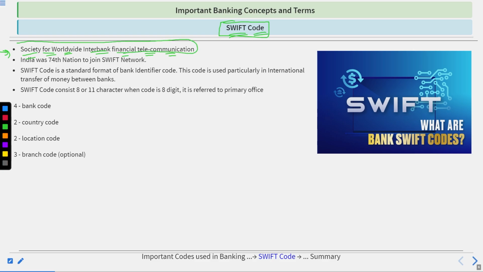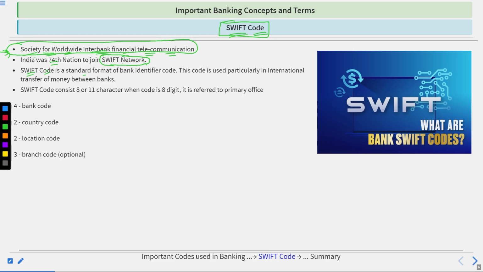Society for Worldwide Interbank Financial Telecommunication. Okay. And India was the 74th nation which joins the SWIFT network. It is actually a network for interbank financial telecommunication through the mobiles and all on worldwide transaction.